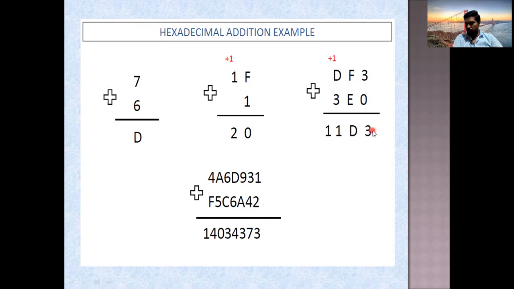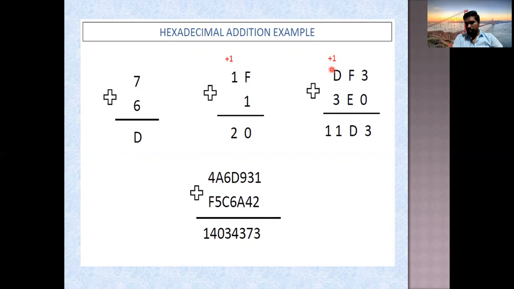Yes, 3 is in the range, no problem. F is, what is F? 15. E is 14. 15 plus 14 is 29. 29 is not in the range. So subtract 16. 29 minus 16 is 13. 13 means D. D is in the range of hexadecimal, so no problem. So here we have done one 16 subtraction. That's why one carry will be generated.